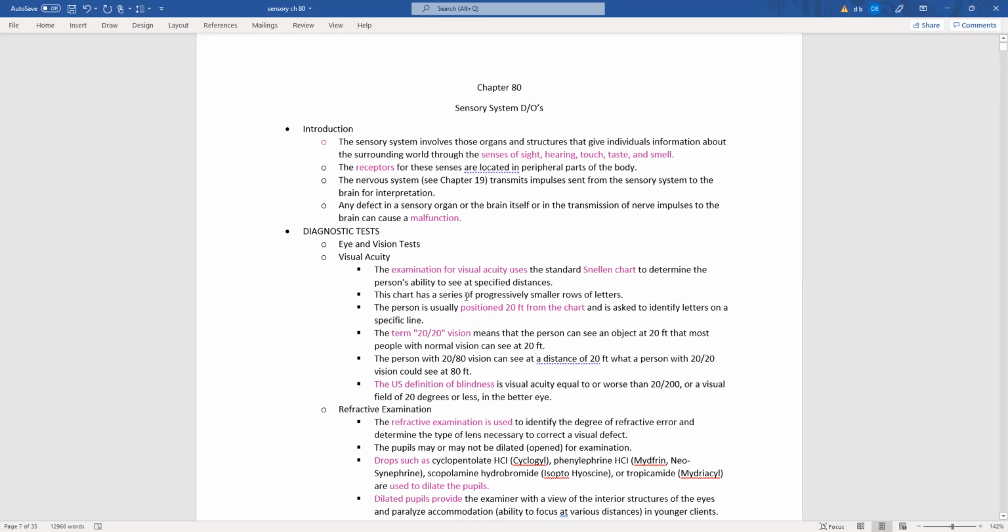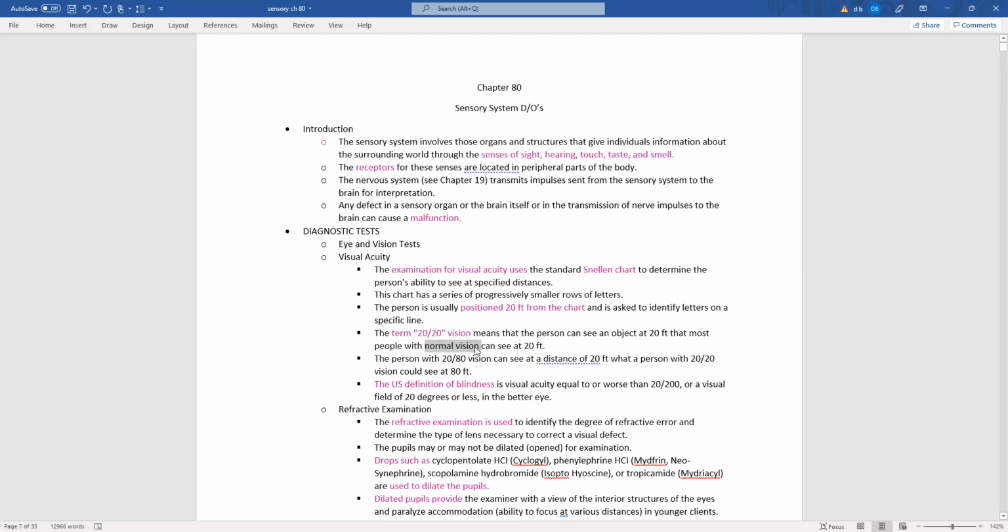And it's going to determine the person's ability to see at specific distances. This chart has a series of progressively smaller rows of letters. So they start off with the small letters, then they go to the big letters. The person is usually positioned 20 feet from the chart and is asked to identify the letters on a specific line. The term 20/20 vision means normal vision.